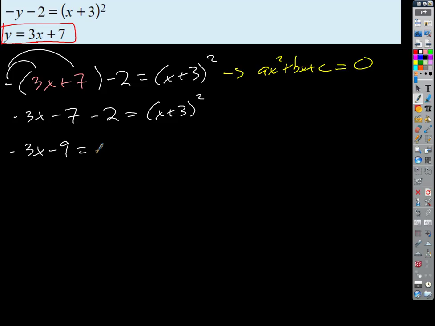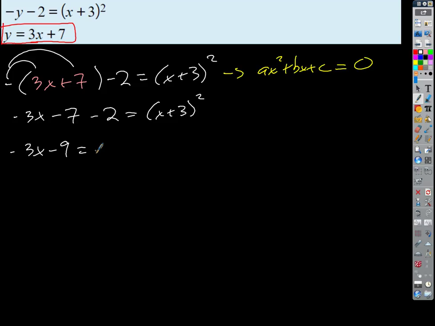That doesn't look like that. We've got to break it up, don't we? We've got to expand that out. So what are our options? How do we expand out x plus 3 quantity squared?